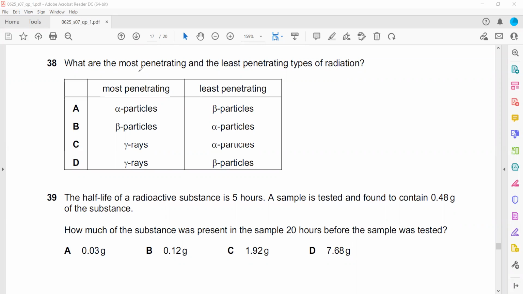What are the most penetrating? The most penetrating is gamma. The least penetrating, which travels a shorter distance, is alpha. So the most penetrating is gamma, so either C or D can be the answer, and the least penetrating is alpha, so that's why C is the right answer.